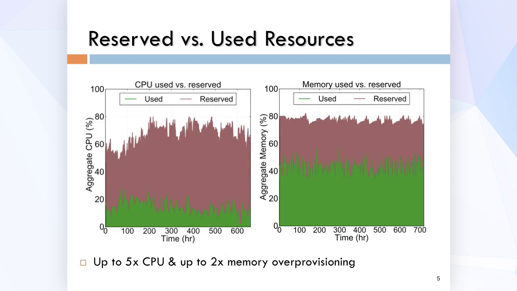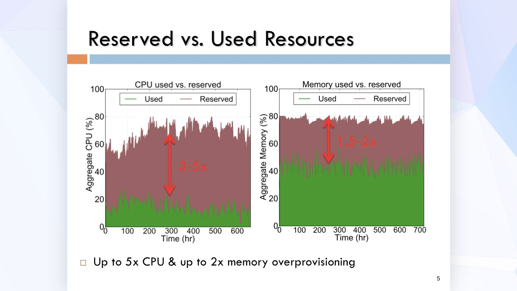So the graph on the left shows the amount of CPU resources used in green and reserved in red, and then the graph on the right is the same for memory. And this is cluster-wide and for the entire 1-month period. And the thing to note here is that especially for CPU, there is a 3 to 5x over-provisioning between the amount of resources that users ask for and the amount of resources that the applications end up using. And the problem with this is that the cluster manager thinks that the system is running close to capacity when it's actually pretty lightly loaded.